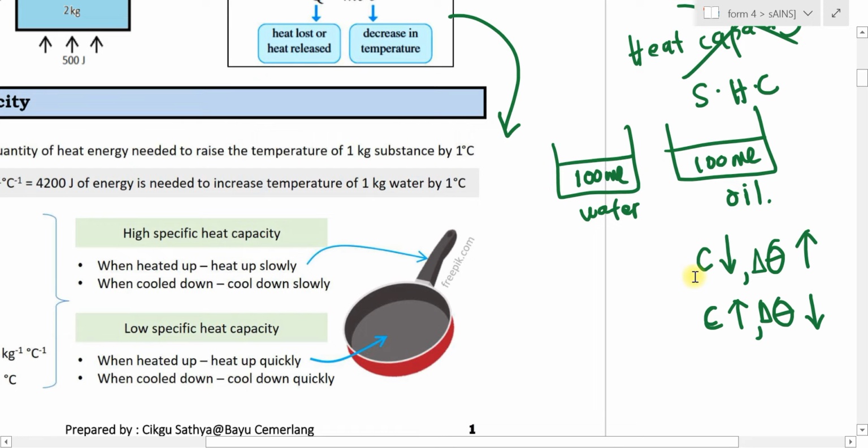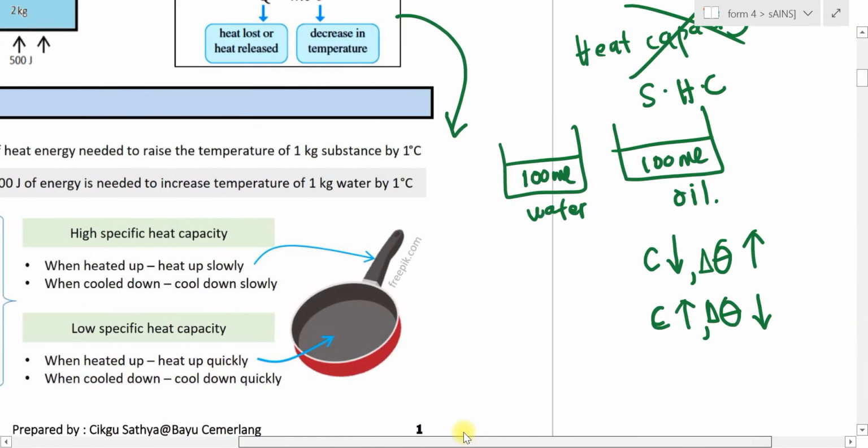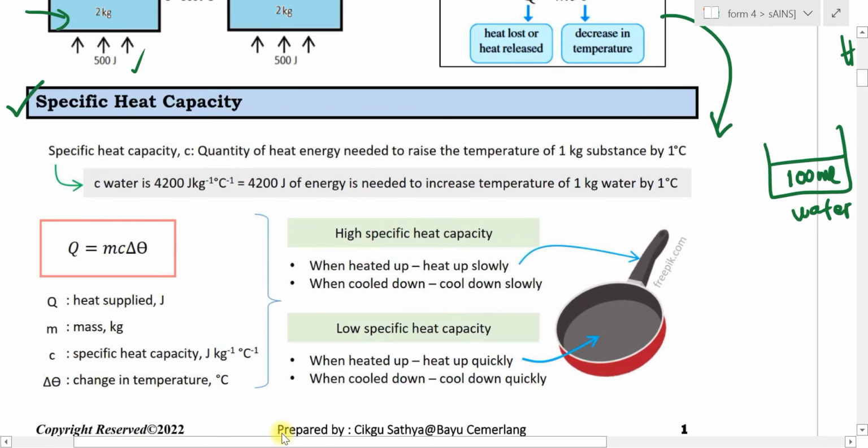Okay, what does it mean actually? Okay, come here. This one just a general idea. Specific heat capacity, small letter c, is the quantity of heat energy needed to raise the temperature by 1 degree Celsius. That alone is heat capacity. Kalau specific heat capacity, dia add the word 1 kg. Quantity of heat energy needed to raise the temperature of 1 kg substance by 1 degree Celsius.